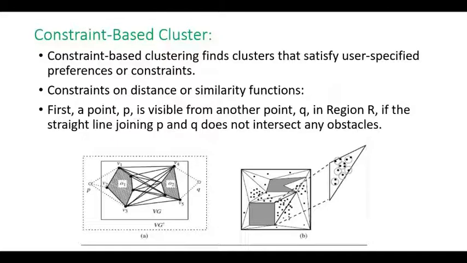First one is constraints on distance or similarity functions. That means clustering with obstacle objects. Clustering with obstacle objects using a partitioning approach requires that the distance between each object and its corresponding cluster center be re-evaluated at each iteration whenever the cluster center is changed.